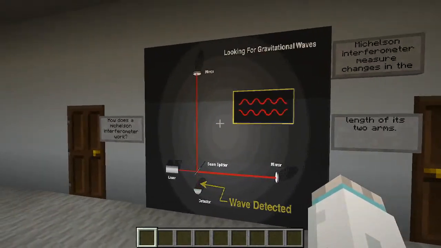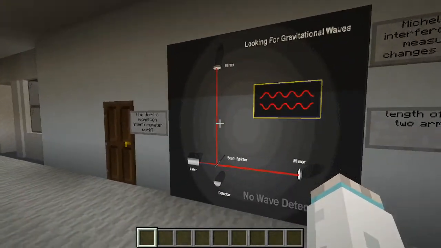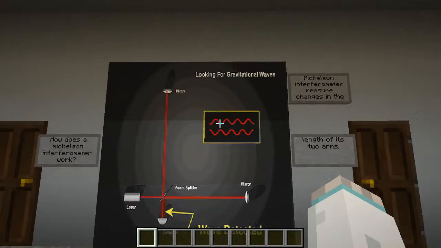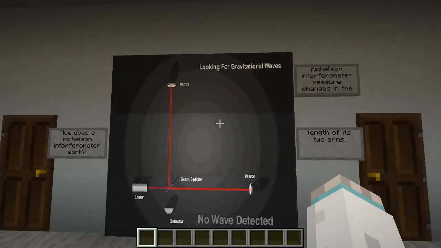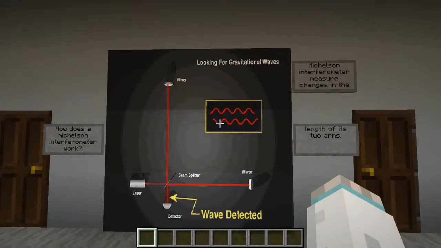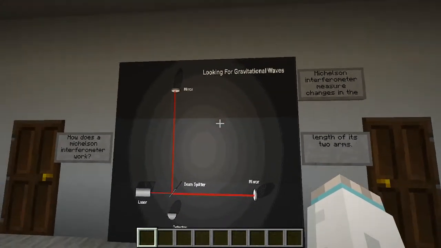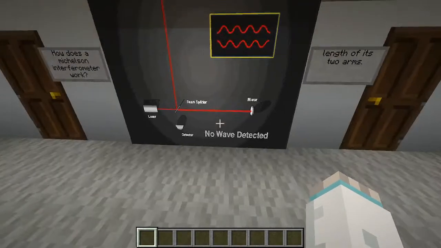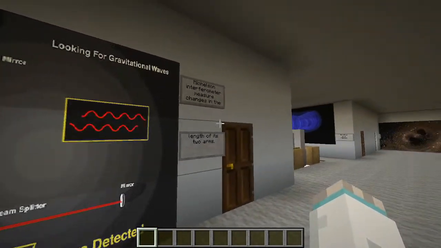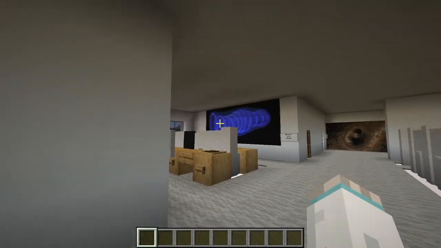And so depending on how long it takes for the light to propagate up and down these arms, and up and down this one, because it's a wave, when it comes back, it may be what we call in phase or out of phase. If they're out of phase, this means that a trough lines up with a peak. And when you add these two waves back together again, they cancel each other out. No wave detected.